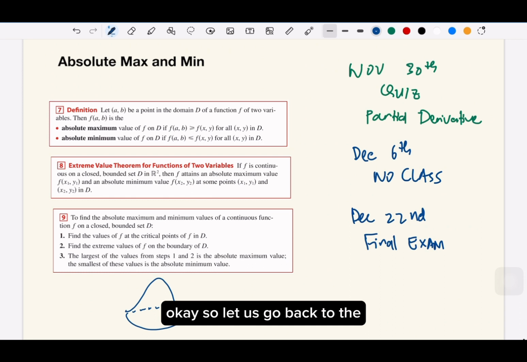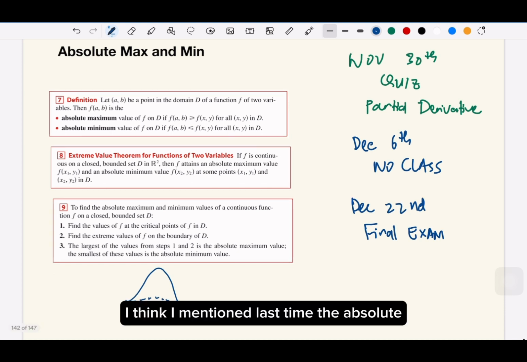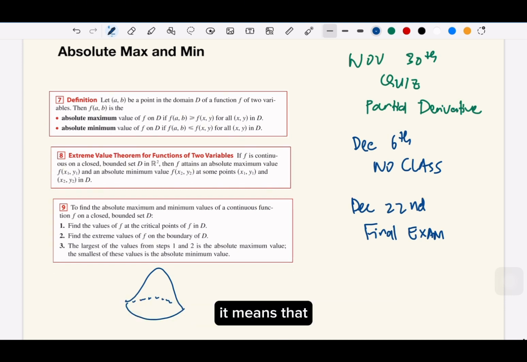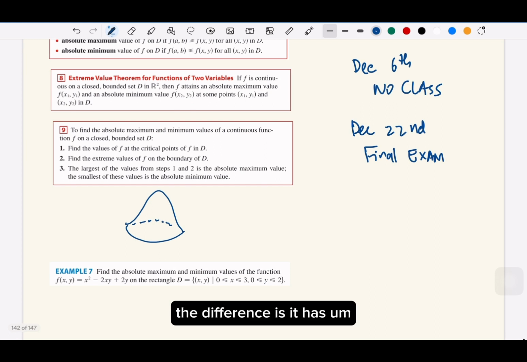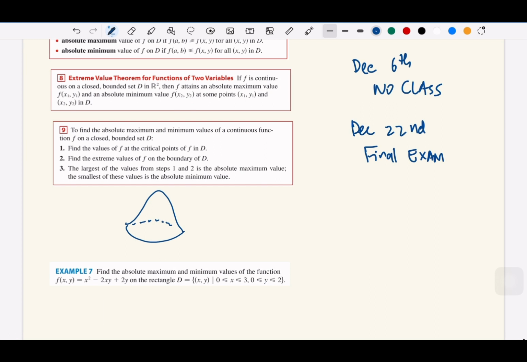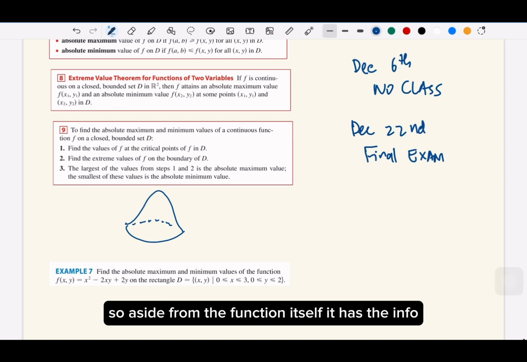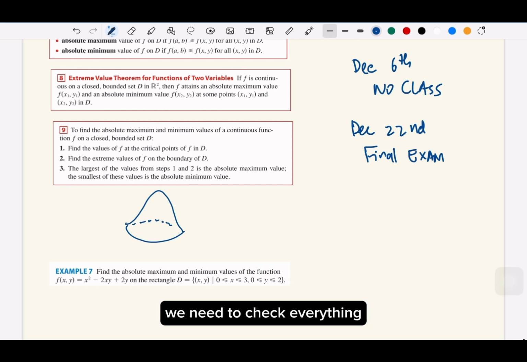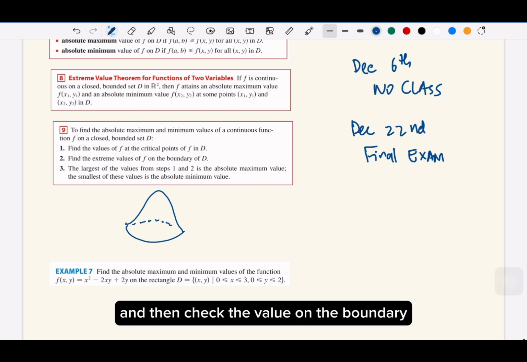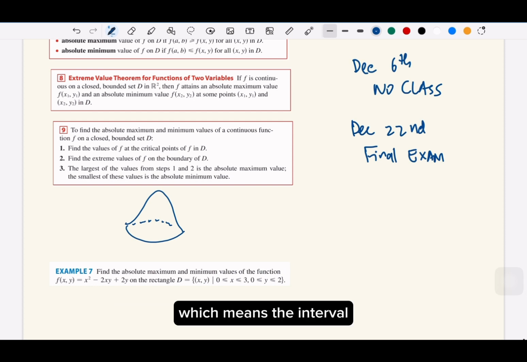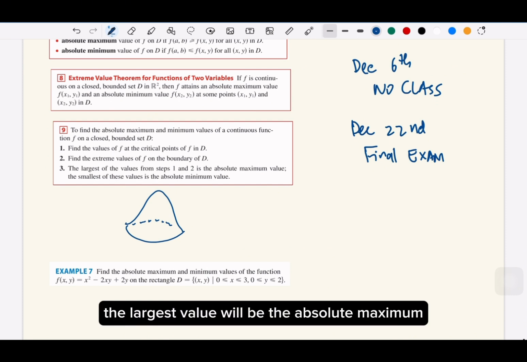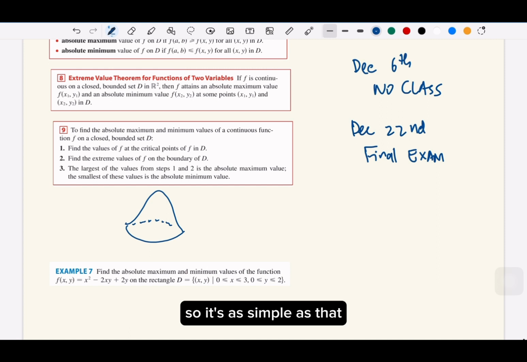Okay, so let us go back to this maximum and minimum value. I think I mentioned last time the absolute maximum and minimum. The difference is that aside from the function itself, it has an interval, and to check which one is the absolute maximum or minimum, we need to check everything. So we need to check the critical points, check the value, and then check the values on the boundary, which means the interval. Then the largest value will be the absolute maximum and the smallest value will be the minimum. So it's as simple as that.